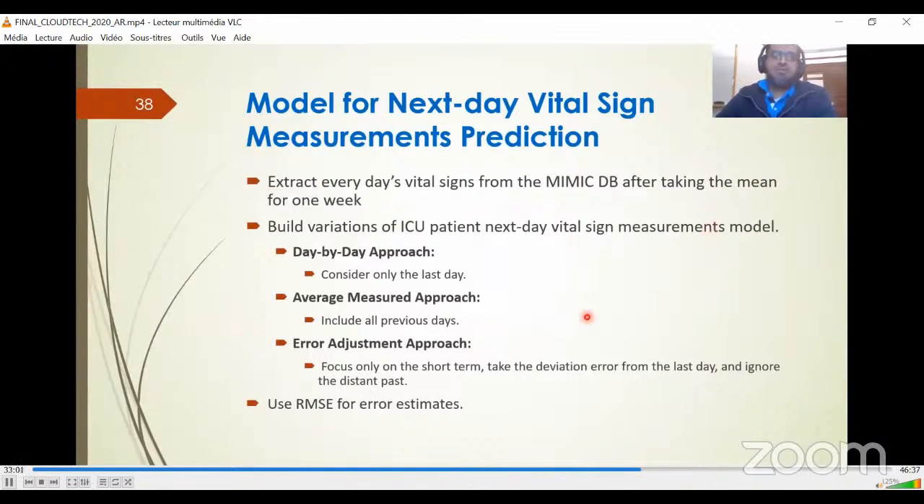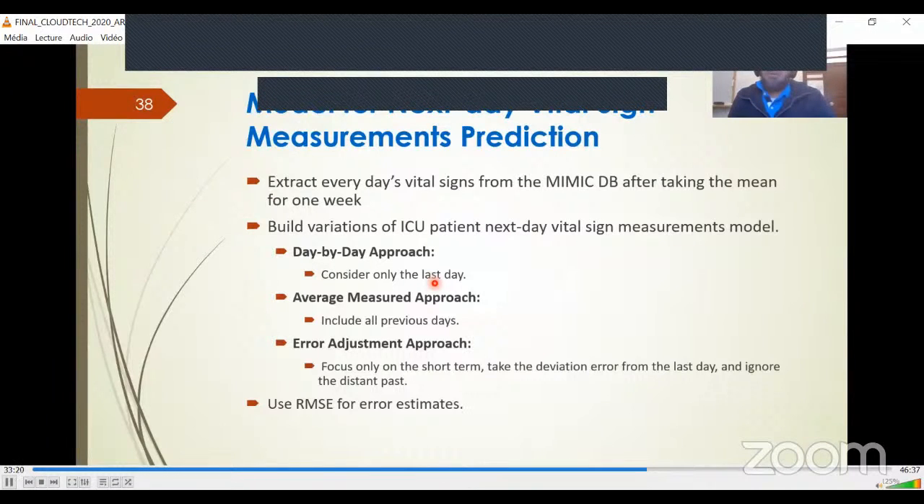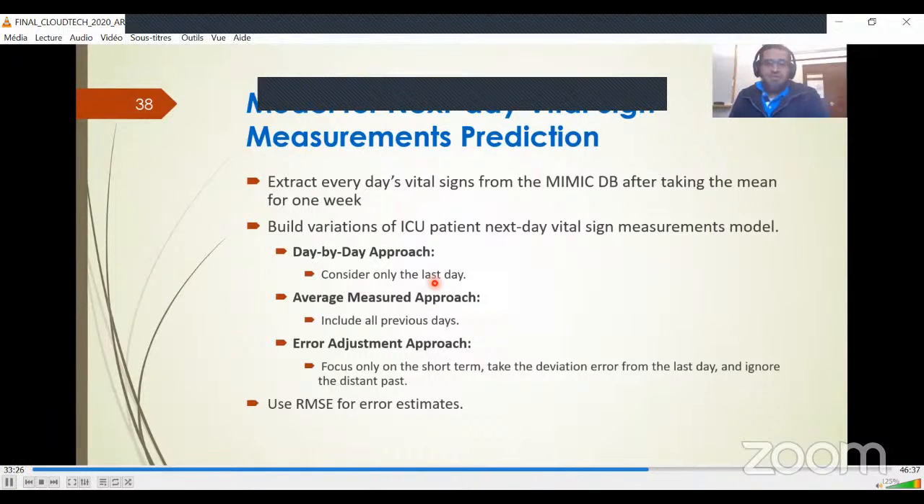In the next-day vital sign measurement detection, we extract the vital signs for 1 week with 3 approaches. The first one is the day-by-day approach. That means consider only the last day. So based on the first day of vital signs, we'll predict the vital signs for day 2. And based on the vital signs of day 2, we'll predict the vital signs for the 3rd day. This is the day-by-day approach. We just consider the last day.